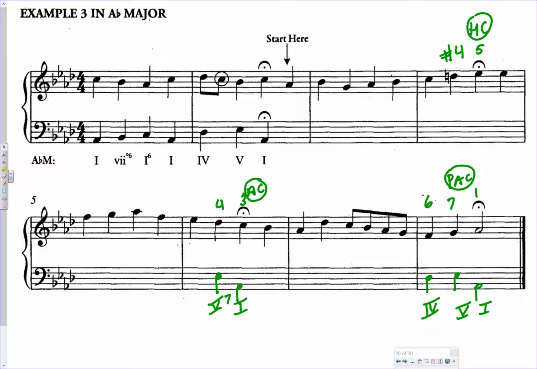This is the temporary key of E flat major, because we have a D natural, which is the leading tone going up to E flat. So the Roman numeral analysis would be 5 of 5, going to a 5 chord at the fermata.